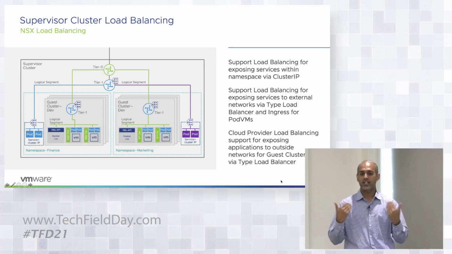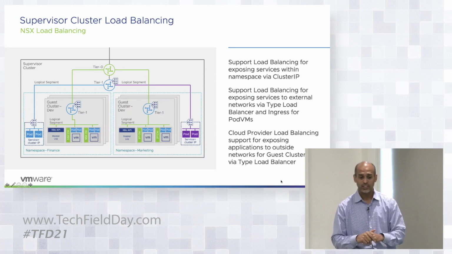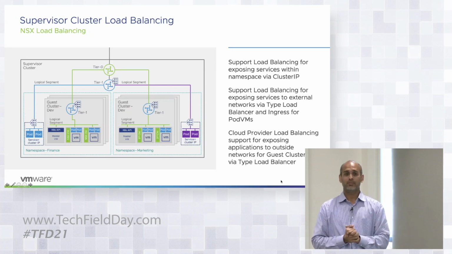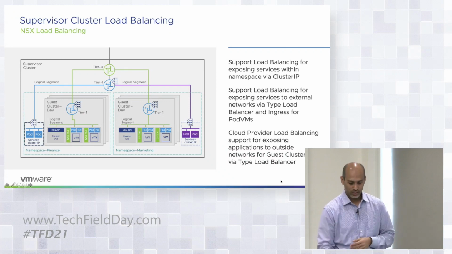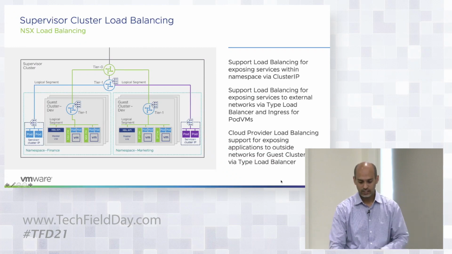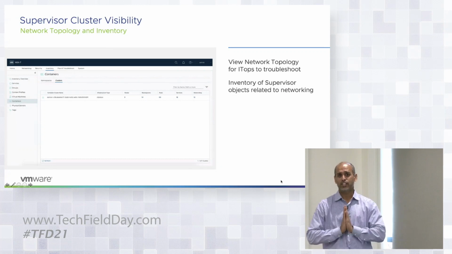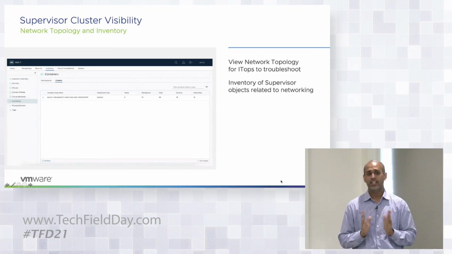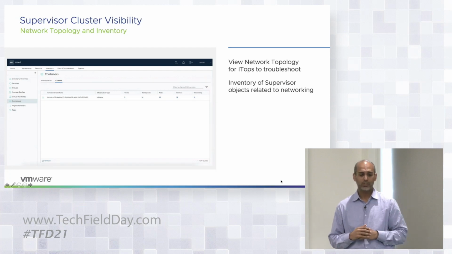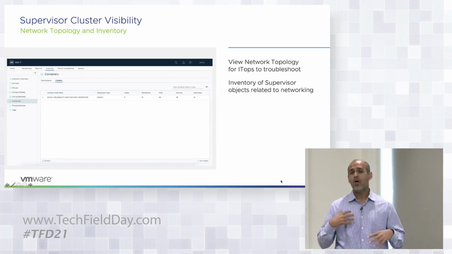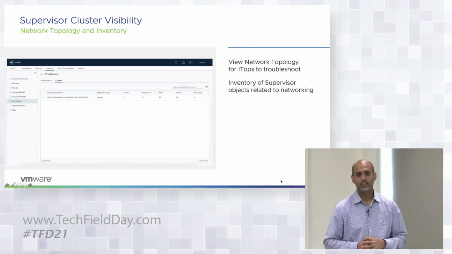So as the DevOps persona deploys a service of type load balancer in the Tanzu cluster, behind the scenes, a load balancer VIP is created on the supervisor cluster load balancer to expose that application to the outside world. We'll walk through this in the demo. That will get clearer. Last but not the least, it's about visibility from an IT ops persona perspective. So from the NSX UI or API, the IT ops persona can now view the network topology and the inventory of all the Kubernetes endpoints that are being created on this supervisor cluster.